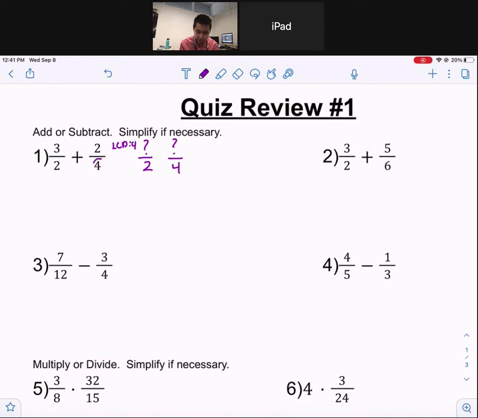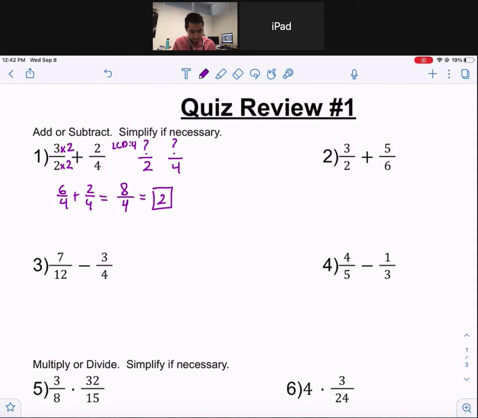So this is 4, right? So that stays the same, but this one is not 4. So what can we multiply to get it to be 4? 2. But what you do to the bottom, you guys do to the top. So we get 6 over 4 plus 2 over 4, which is 8 over, remember, the common denominator with adding or subtracting still remains the same. And then 4 goes into 8, you guys, twice. And there is number 1.